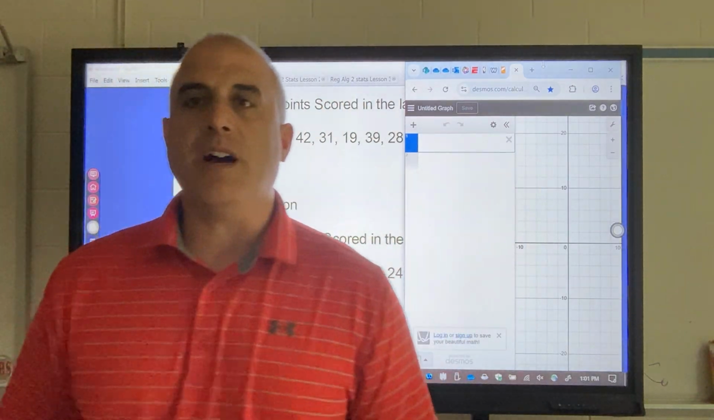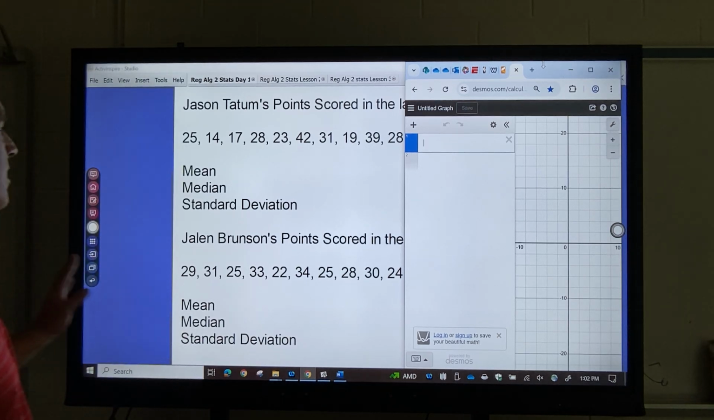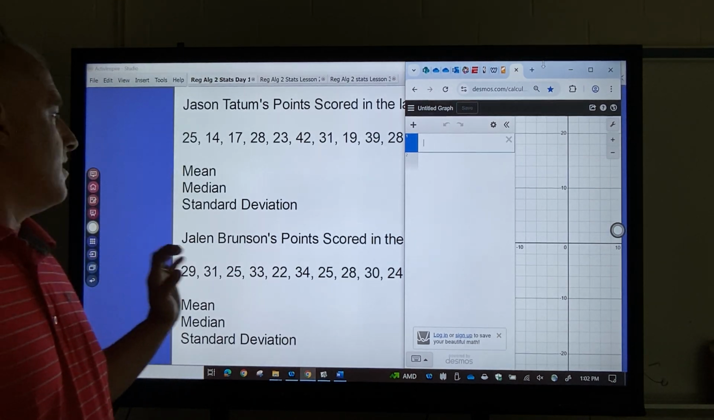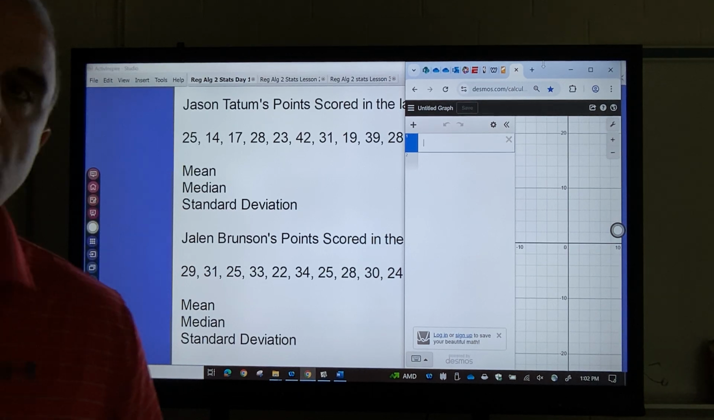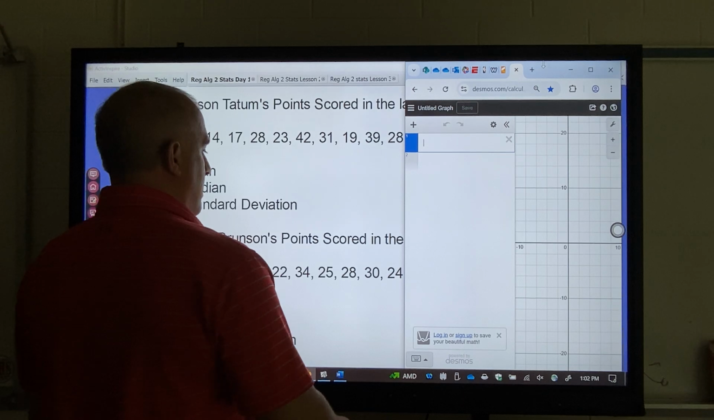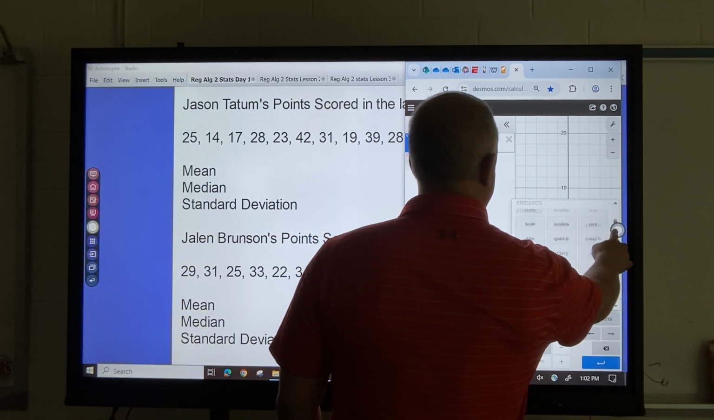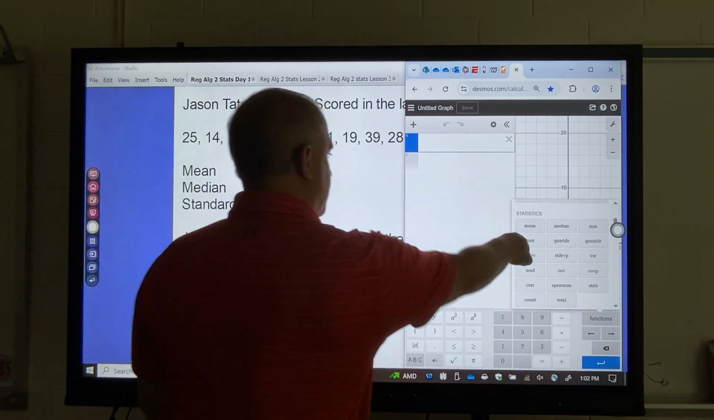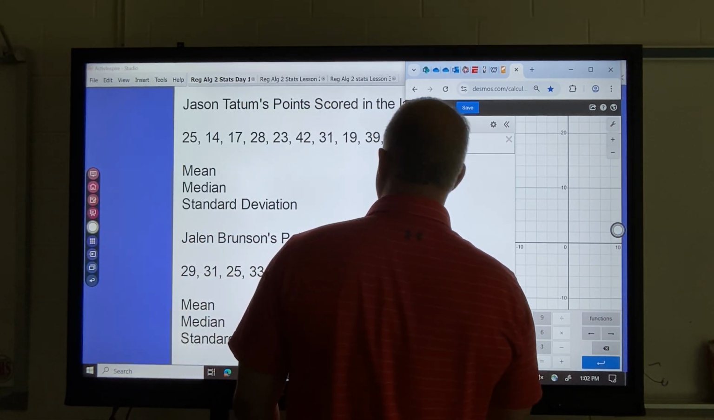Okay, this is going to be the stats lesson for Algebra 2, lesson 1 on mean, median, and standard deviation. What we're going to do is use Desmos. We're going to put this into Desmos. You can go to functions and scroll down and find these things that say mean, median, standard deviation, but you type mean and then you just type the numbers.